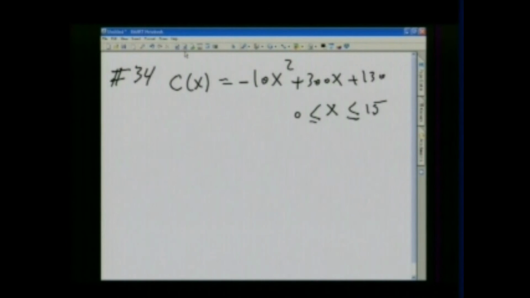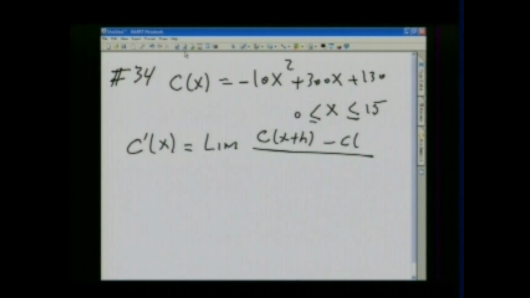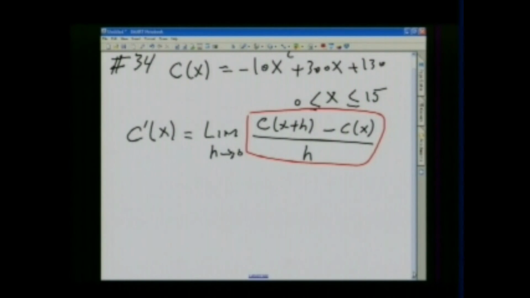First, you want to find C prime of x. Again, using the 4 steps, using the definition of derivative, it would be equal to the limit of, in this case, C of x plus h minus C of x divided by h as h is driven to 0. So first we have to evaluate this quotient here. We're going to do the same thing as before. First, C of x plus h.